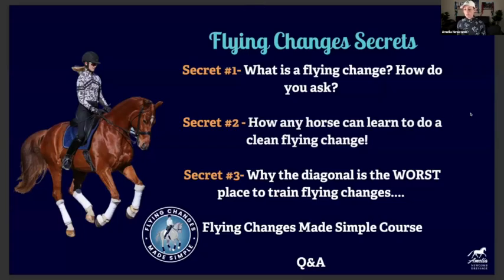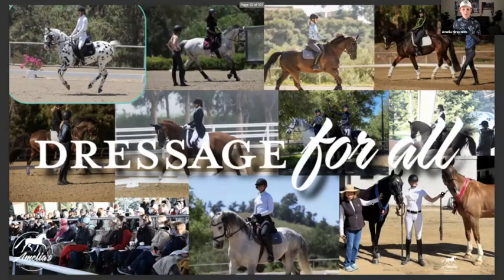So in today's webinar, we are going to start off by talking about what is a flying change, how do you ask for one? Then I'm going to show you how any horse can learn to do a clean flying change by focusing on the basics and some key exercises. Secret number 3 is why across the diagonal is the worst place to train flying changes. Then I'm going to talk a little bit about my program Flying Changes Made Simple, which if you want to learn more, if you want more help on your flying changes, that's going to be great for you. And then we will have time for a Q&A.